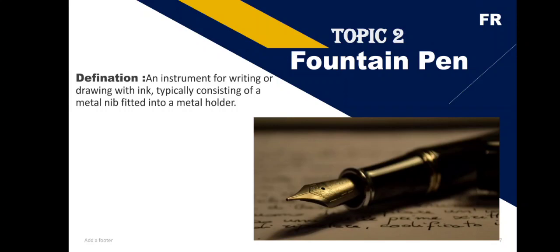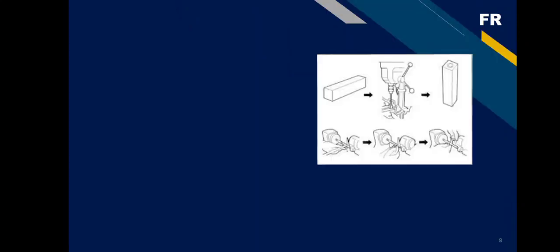The fountain pen is an instrument for writing or drawing with ink, typically consisting of a metal nib fitted into a metal holder.